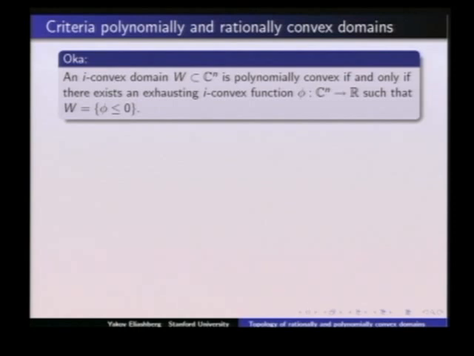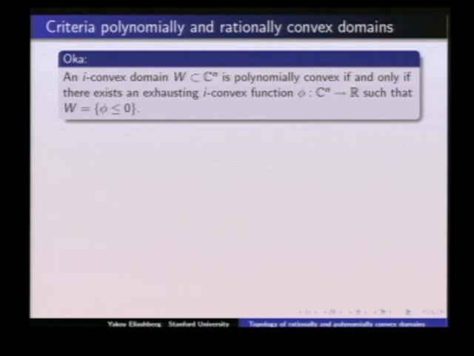So now the subject of my talk: I want to completely answer the question, at least in dimension greater than two, of what constraints exist on the topology of polynomially or rationally convex domains. As far as I know, not much is known about this. I'll mention some facts, maybe somebody knows more, but I didn't know much before this.